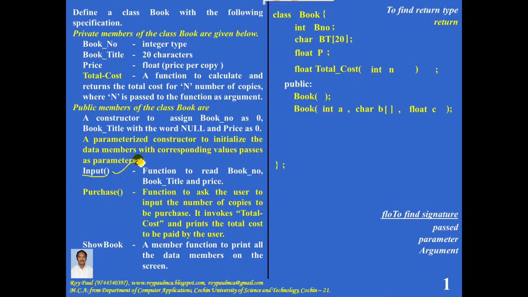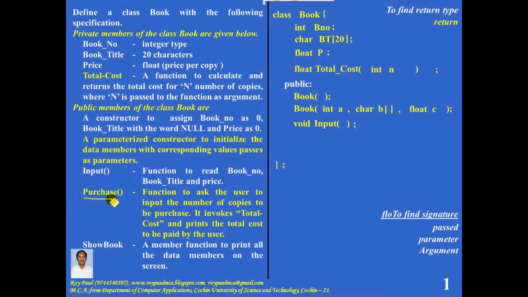Input function. So straight away you can write the name of the function, function symbol, semicolon. Find the return type, find the signature. To find the return type, this one does not contain the word return, so the return type is void. To find the signature, the explanation does not contain passed, parameter or argument, so the signature part is empty.